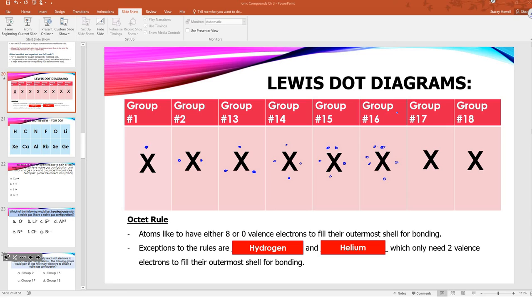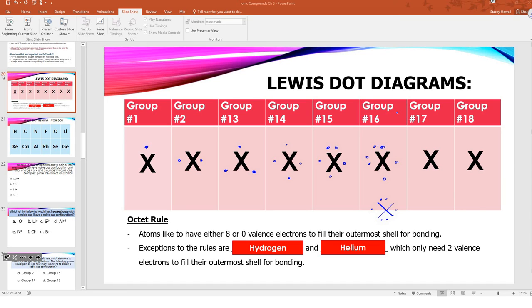Oftentimes this one they'll do on a test where they'll show it like this, where it has the 2 on the top and 1 here, because they want you to say that shape is linear. It's not. The 2 on the side are coming out at you like this, and the 1 top and bottom are going back into the plane. So it's more of an angle.